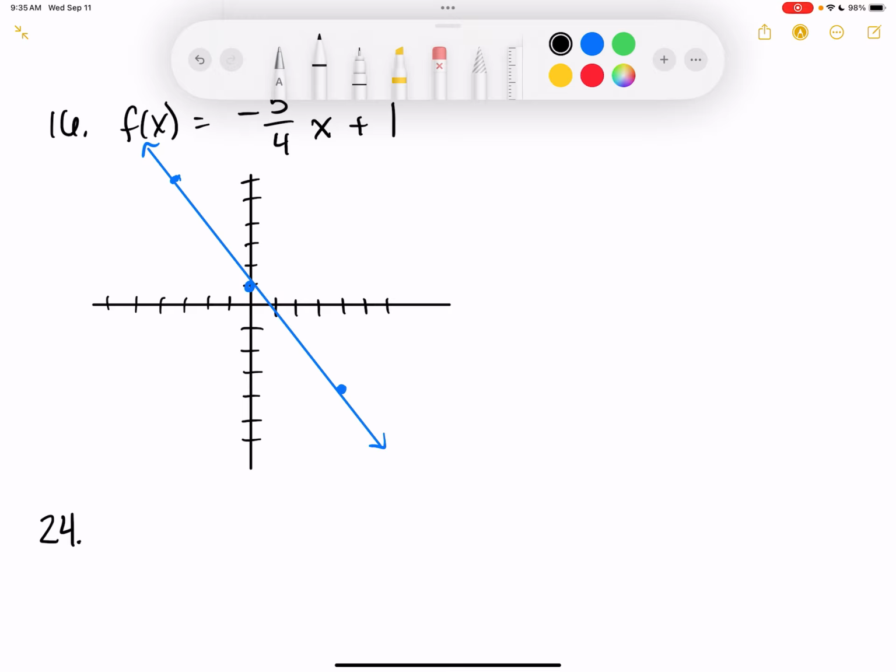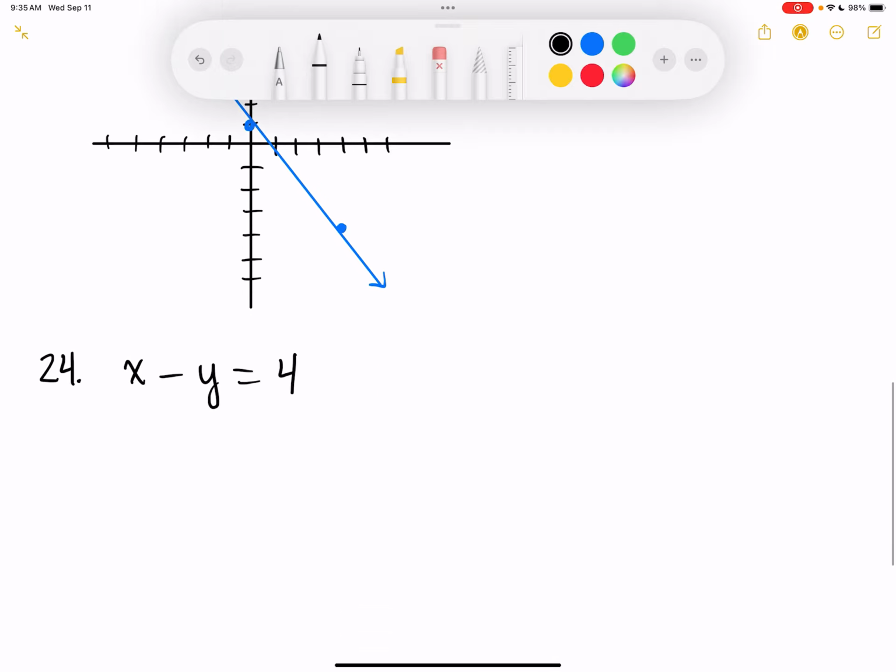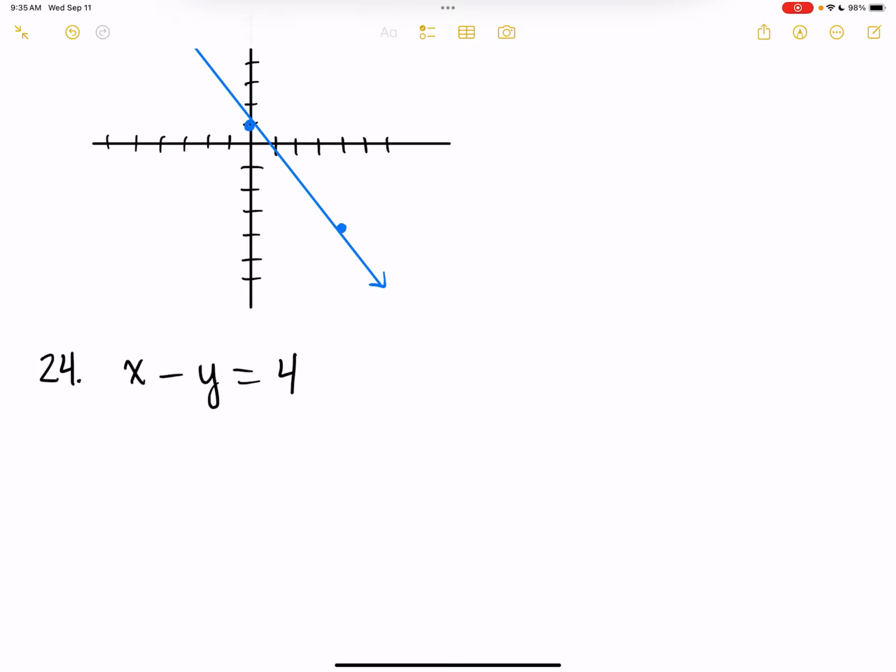How about the cover-up method? Cover up one of the variables because you could substitute it for 0. If I'm trying to find the x-intercept, I am going to cover up y, and so x equals 4.